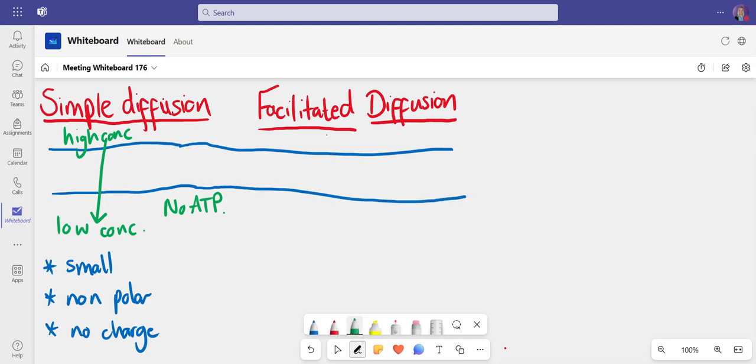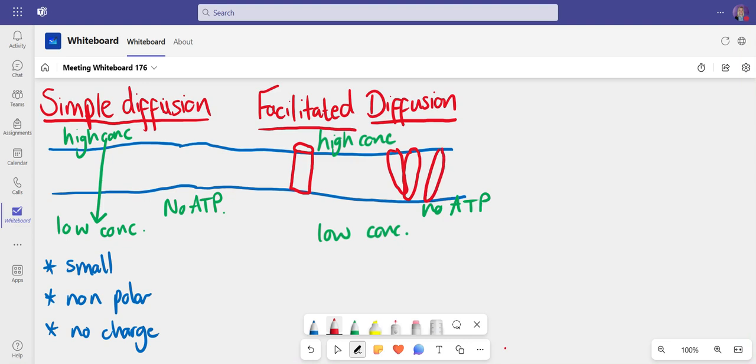So these molecules are still going to go from a high concentration to a low concentration because it's still diffusion. They're still not going to use any ATP because it's still going down the concentration gradient, but they need a little bit of help. And the help is either in the form of a channel protein in the phospholipid bilayer or in the form of what we call a carrier protein in the phospholipid bilayer. So the molecules can simply go through this channel and out the other side, or they can go into this carrier. The carrier swaps shape and it comes out the other side.